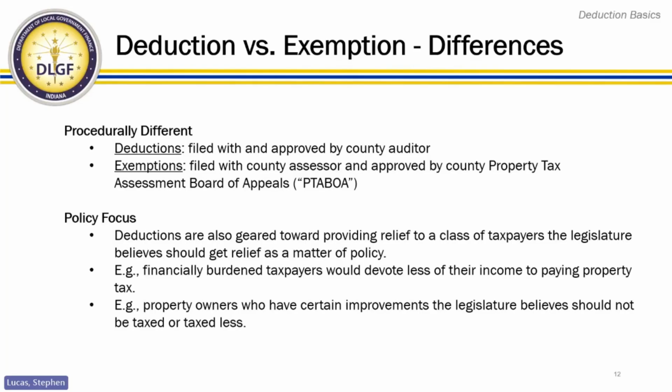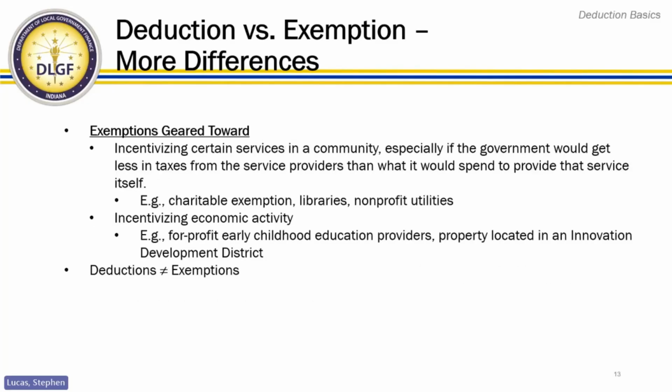As I mentioned, there's a policy aspect here. Deductions can be geared towards providing relief to a certain class of taxpayers that the legislature, for whatever reason, believes should receive some sort of property tax relief. That could be because they are especially burdened and would not be able to afford property taxes otherwise, or property owners who have certain improvements the legislature believes should be encouraged or taxed more or less. So it's a policy call.